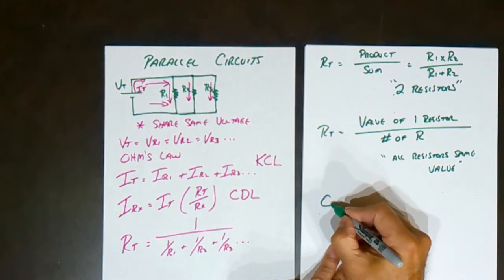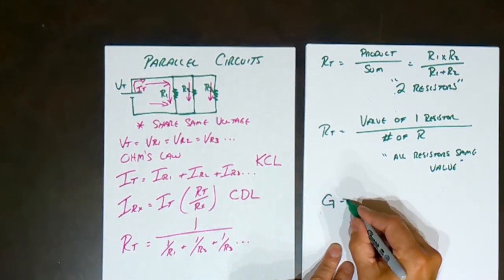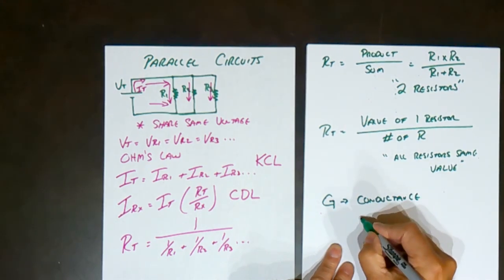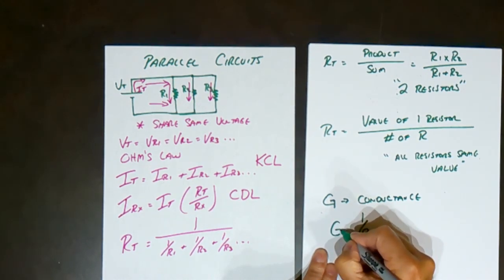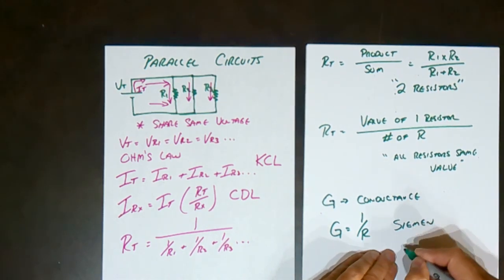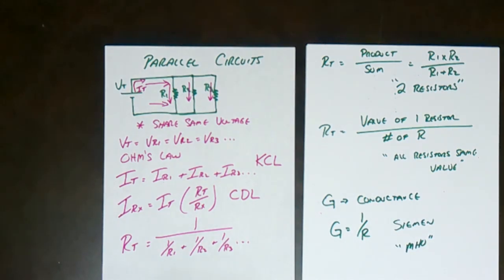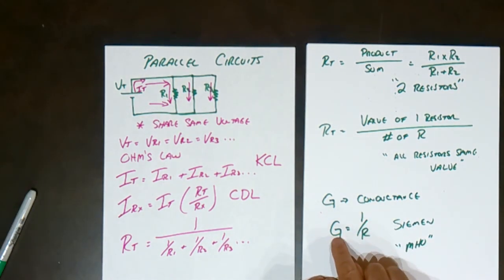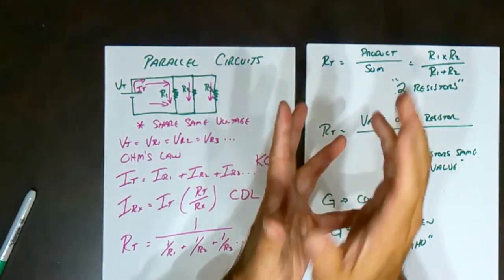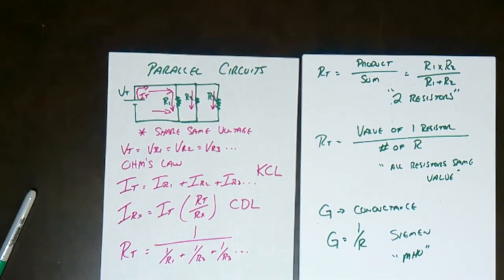We also discussed conductance, G. And conductance is 1 over R. The unit was a Siemens. It used to be called the mho. So basically, conductance was the ability for a resistor to pass some current, whereas resistance is the ability to hold some back. So the two things are completely opposite.